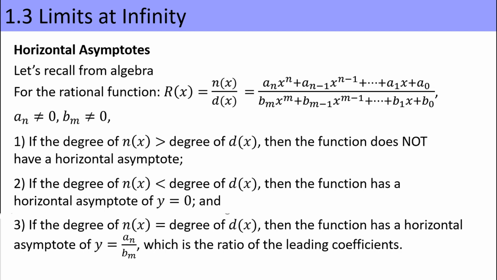1. If the degree of the numerator is greater than the degree of the denominator, then the function does not have a horizontal asymptote. 2. If the degree of the numerator is less than the degree of the denominator, then the function has a horizontal asymptote of y equals 0, which is the x-axis. And 3. If the degree of the numerator equals the degree of the denominator, then the function has a horizontal asymptote of y equals the ratio of the leading coefficient a sub n divided by the leading coefficient b sub m.